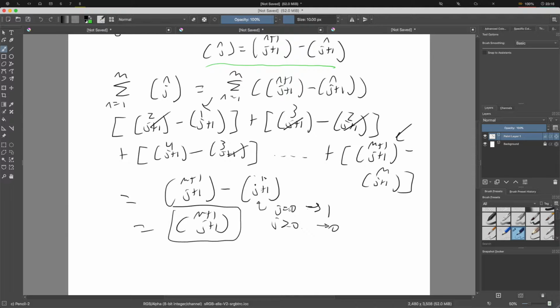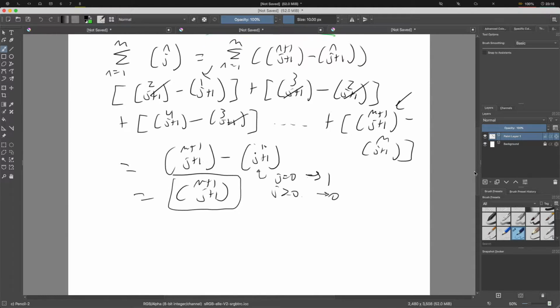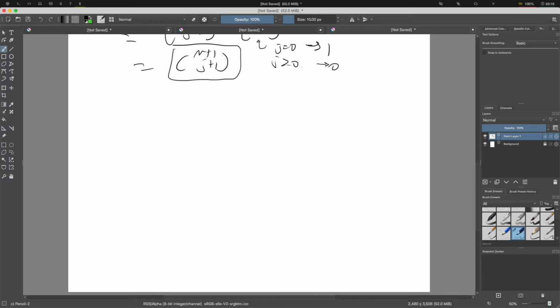And then finally, actually we could prove this combinatorially. Okay, let's see what it would look like combinatorially. So let's do it combinatorially.